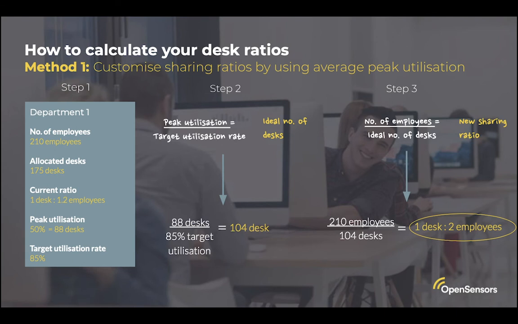ideal number of desks. And our calculations there show that the optimal sharing ratio is 1 desk between every 2 employees, as this will ensure that the space is efficiently used, but also that everyone in the department has a desk at all times, because the peak utilization should now never go over 85%. If you have any questions, though, with regards to this calculation, just reach out to us after the webinar and we'll be happy to talk you through it.